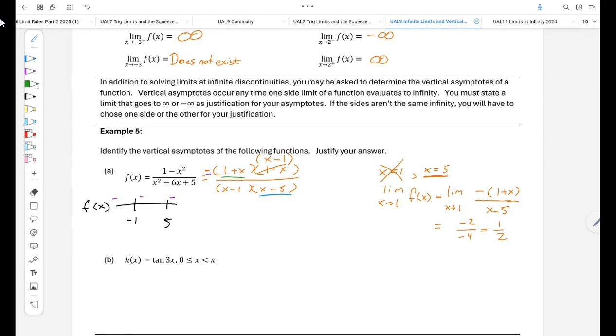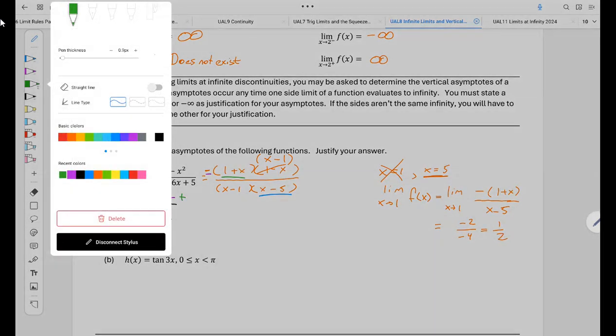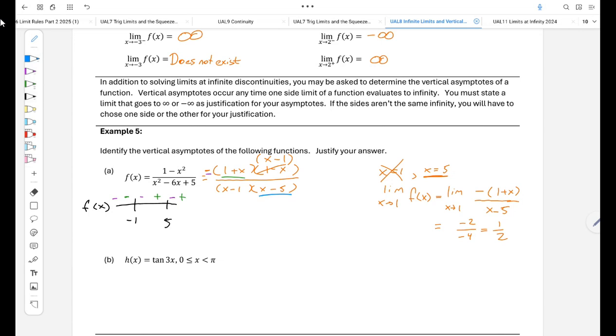I can now do 1 plus x. When I do that, I'm going to do a negative before negative 1 and a positive after. And now I can do my denominator. That's x minus 5, and that's going to give me negative before 5 and positive after, making my overall signs negative, positive, and negative. Okay.